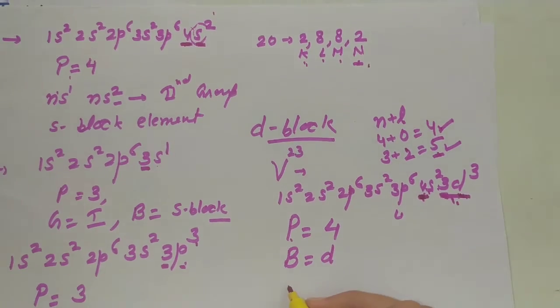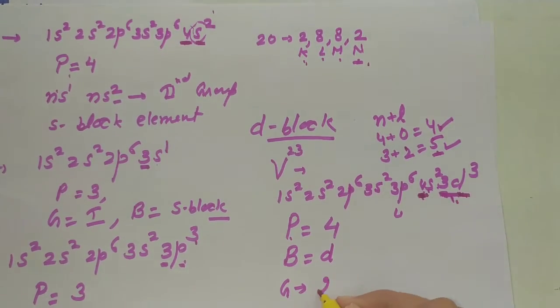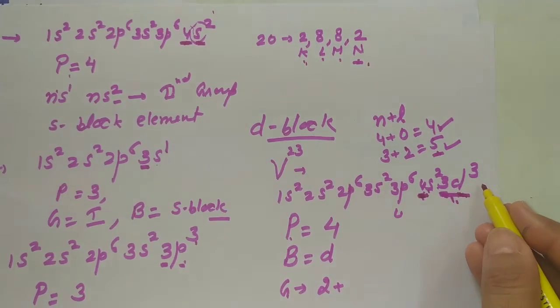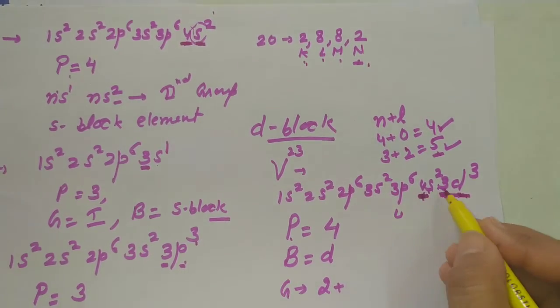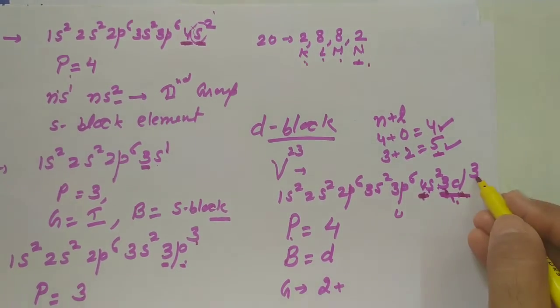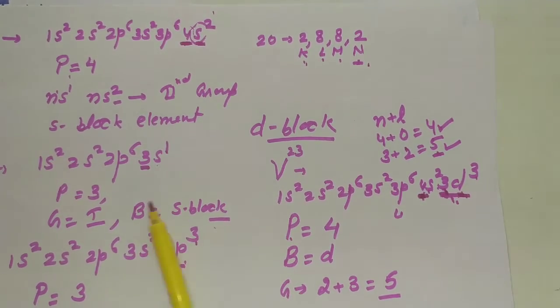So block is D, and the group in case of a D block element is equal to 2 plus the number of electrons in the (n minus 1) d subshell. N is 4, so n minus 1 is 3, the 3d subshell. The number of electrons in the 3d subshell is 3. 2 plus 3 is equal to 5. For the D block element vanadium, its group is 5.